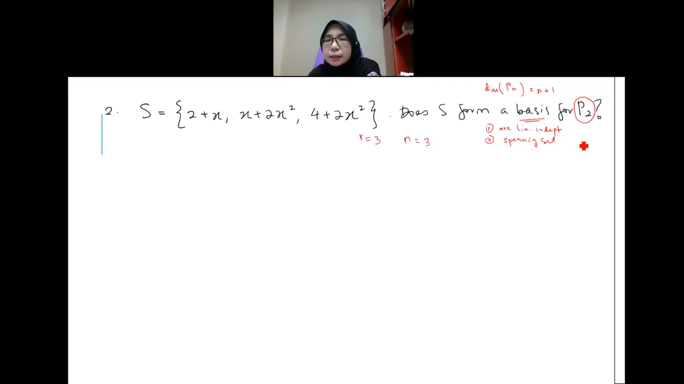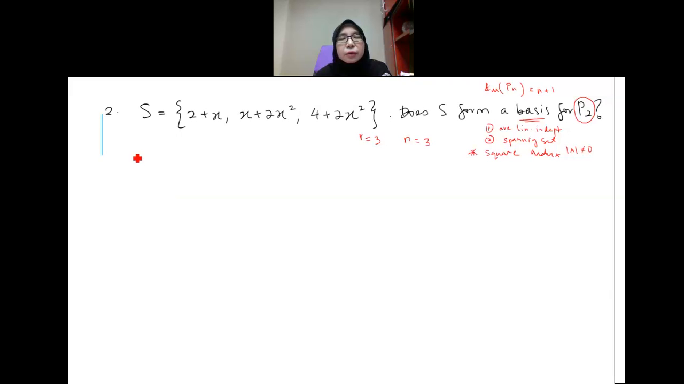So for a shortcut, if the matrix that represents the system is a square matrix, just jot down here. If it forms a square matrix, then to determine whether S is a basis for vector space P2, you can get the determinant using a technique of determinant. If the determinant is not equal to 0, okay. So let's start doing this.